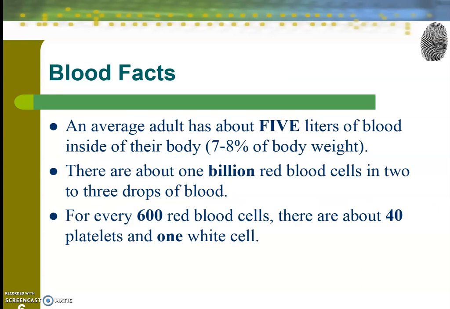So, some facts about blood. The average adult body has about 5 liters of blood. That means that 7 to 8% of your body weight is blood. There are about 1 billion red blood cells in every 2 to 3 drops of blood. For every 600 red blood cells, there are about 40 platelets and only 1 white blood cell.